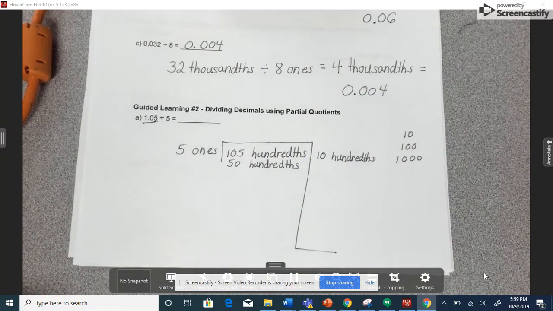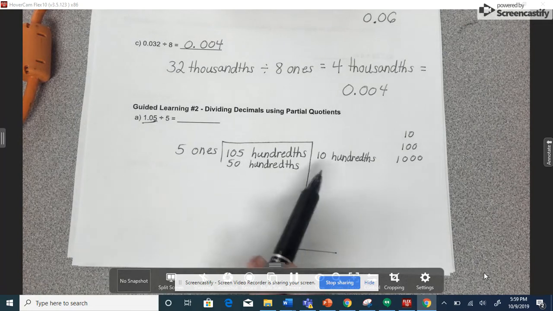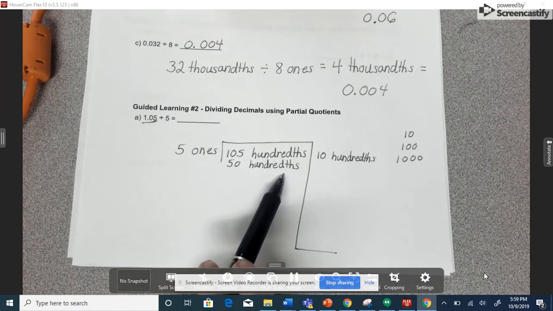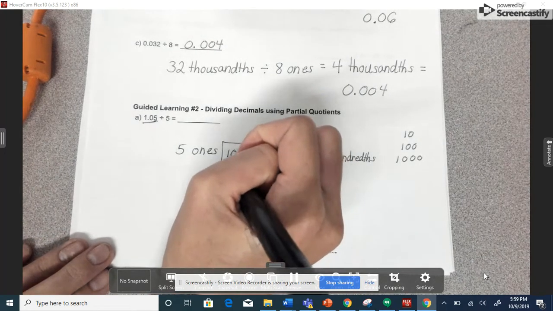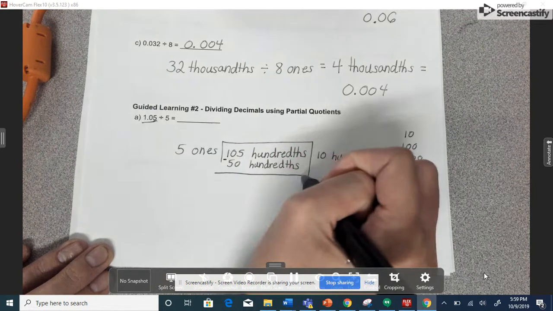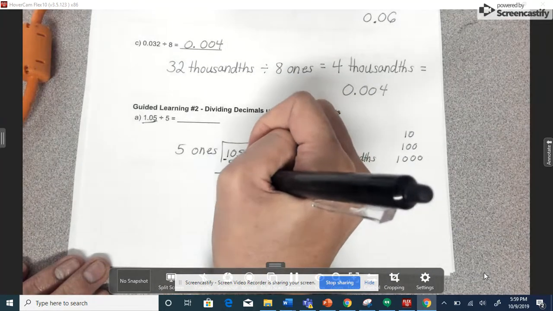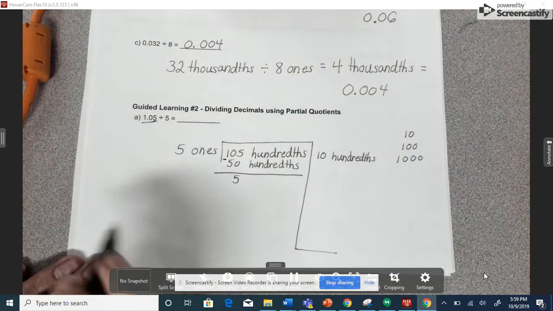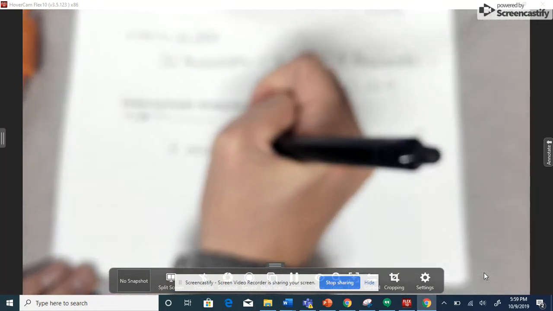This is what your paper should look like now. We are doing 5 times 10 hundredths, and we get 50 hundredths. We're now going to subtract that from what we started with. So we're going to use our subtraction sign. Let's see. 5 minus 0 is 5. And, can't do 0 minus 5, so we're going to borrow from our hundredths. We're going to put a 0 here. I'm sorry, I know it's blurry.